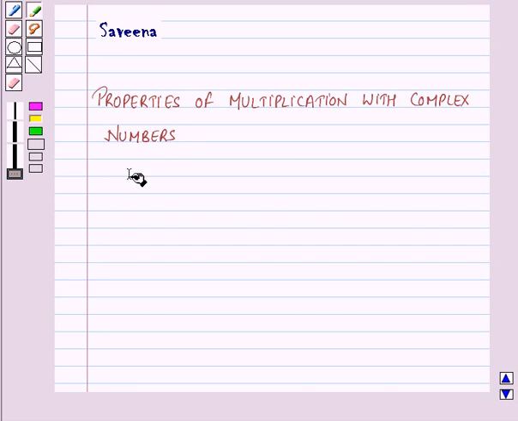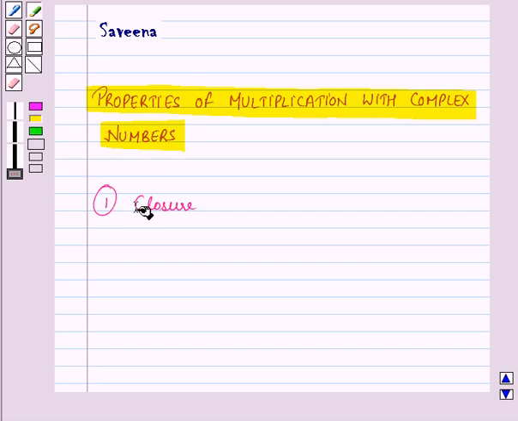In this session, we'll learn about properties of multiplication with complex numbers. First of all, let us discuss the closure property.